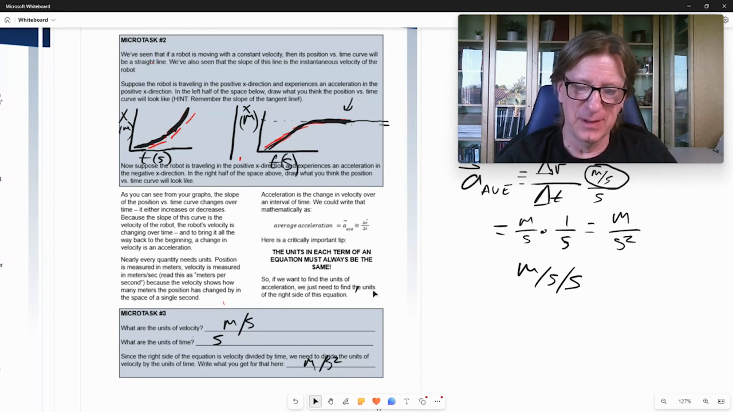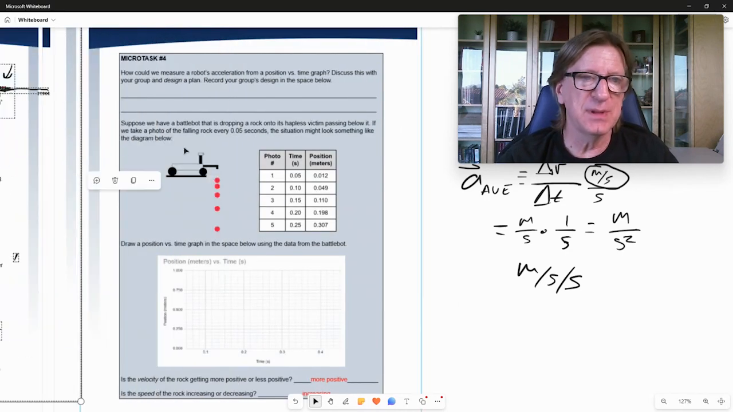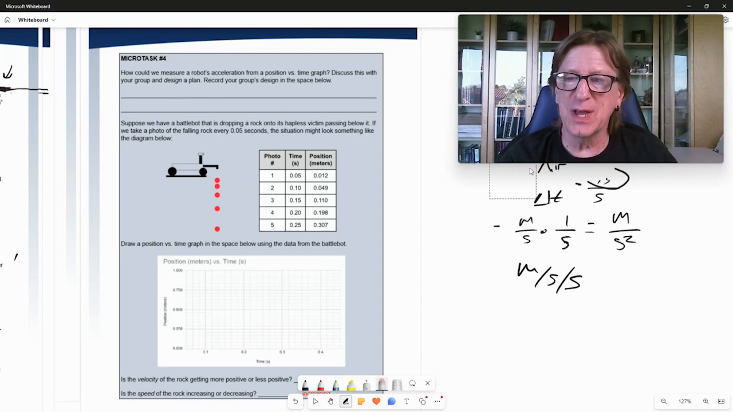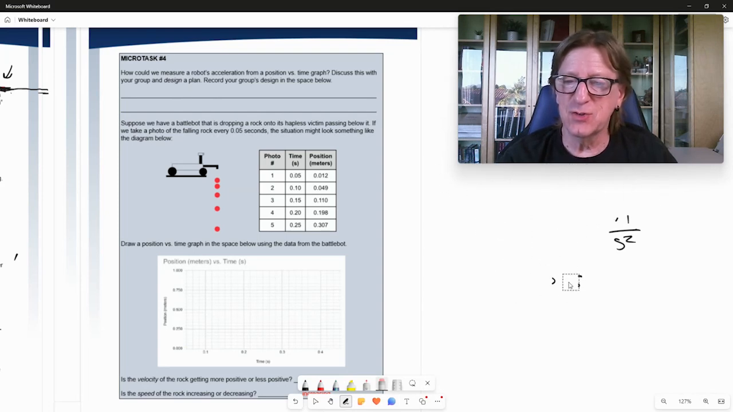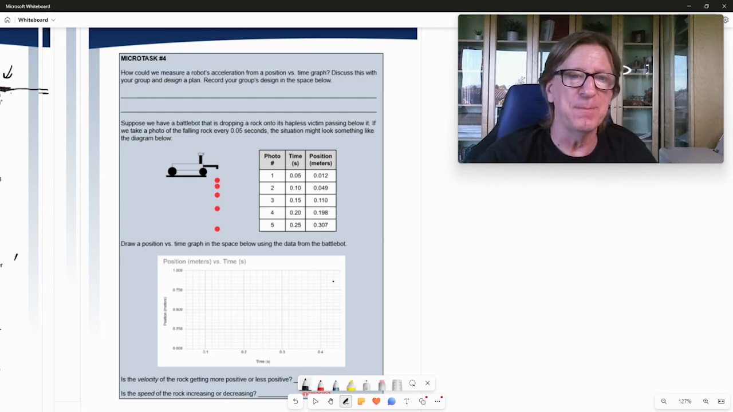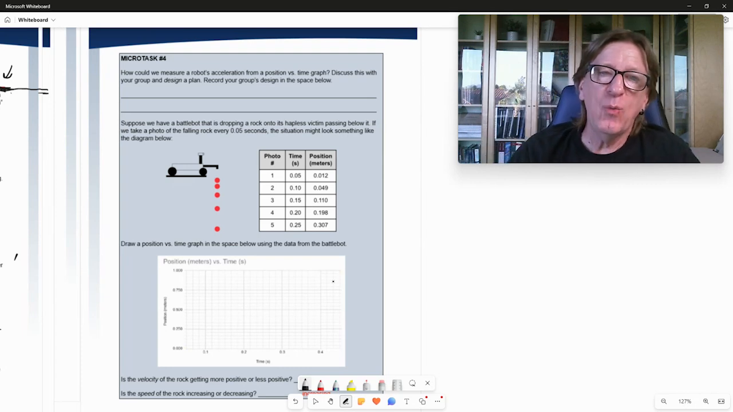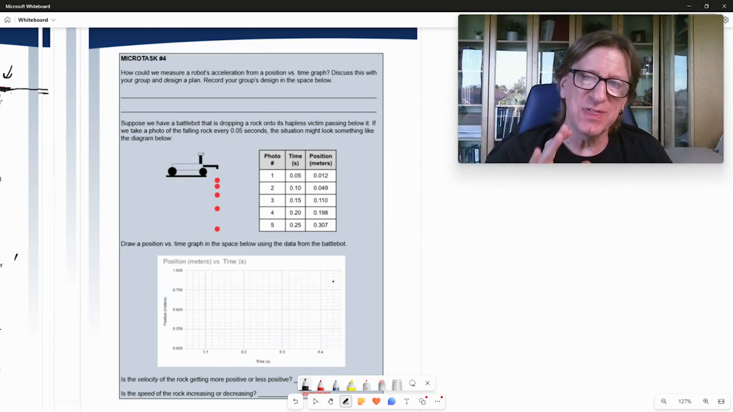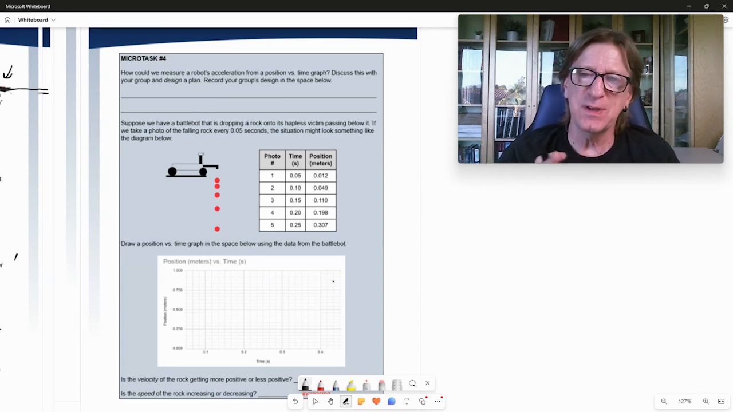All right. So look on the next page. So let's suppose then that we want to measure the robot's acceleration from this position and time graph. So here we've got a battle bot, and it's going to drop a rock on its hapless opponent and try to crush it into nothingness, because that's cool. We actually want to destroy what they've got. So how would we get the acceleration from that position and time graph? What I want you to do is pause the video and think about that for a minute. Let's see if you can figure out a way from the position versus time graph.